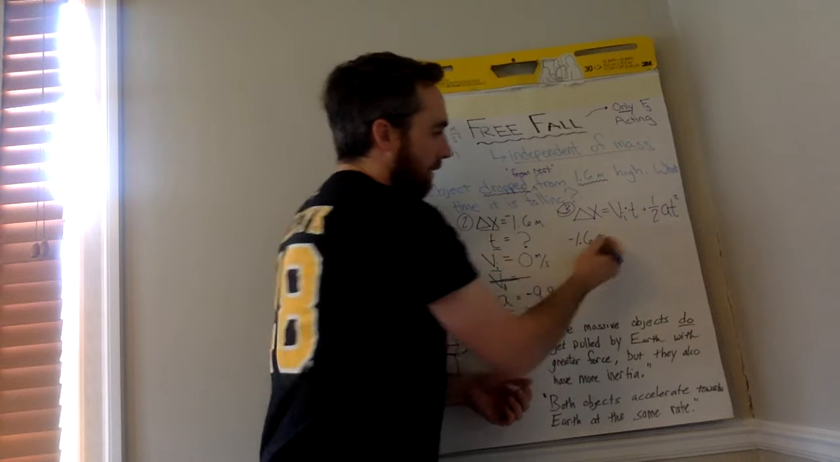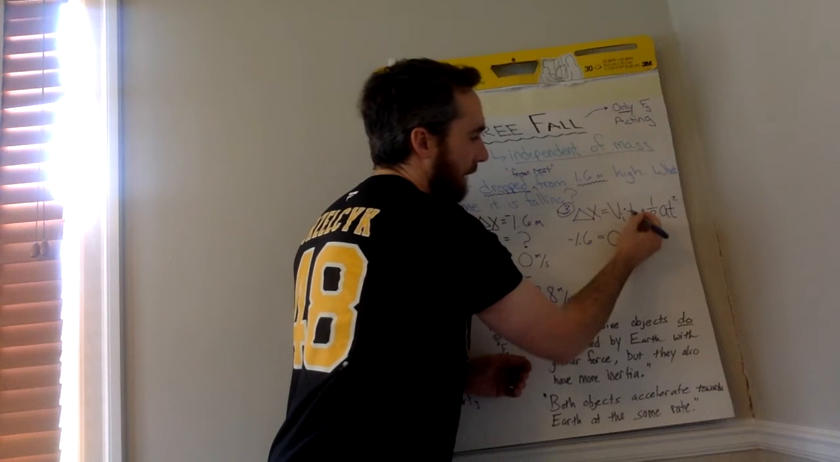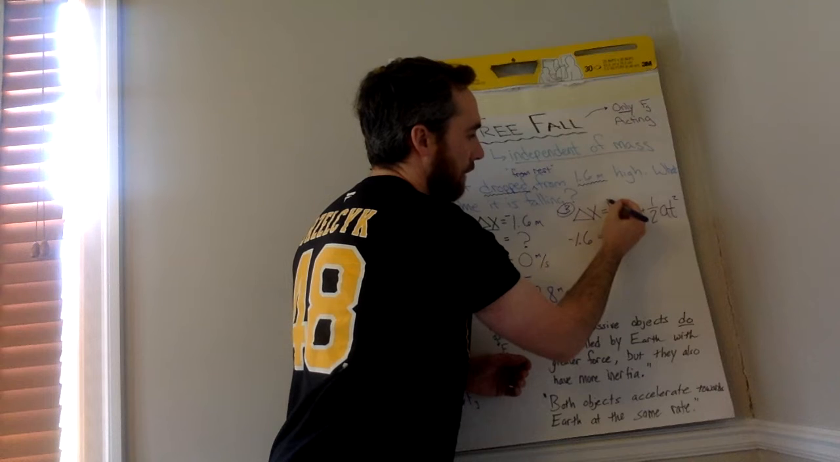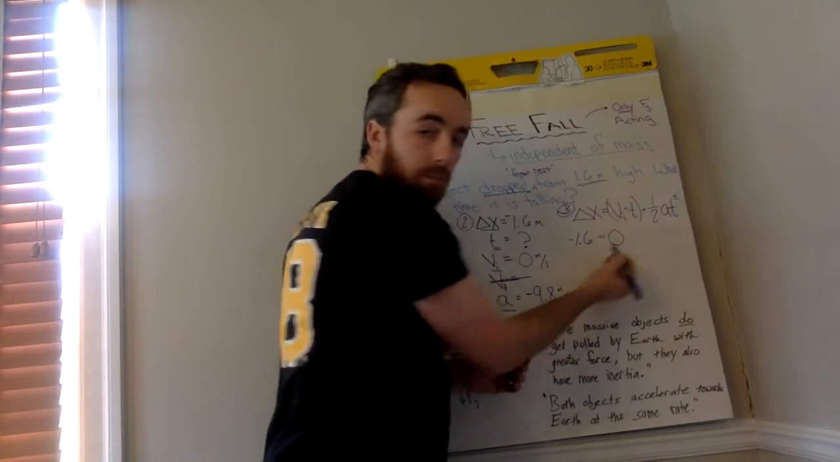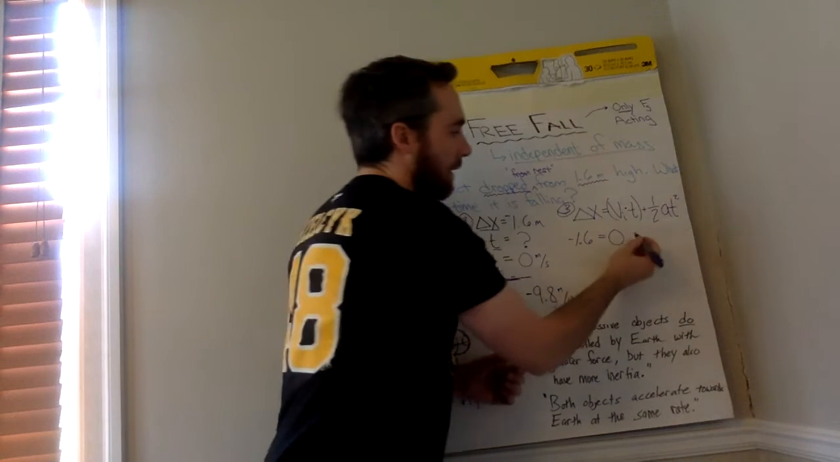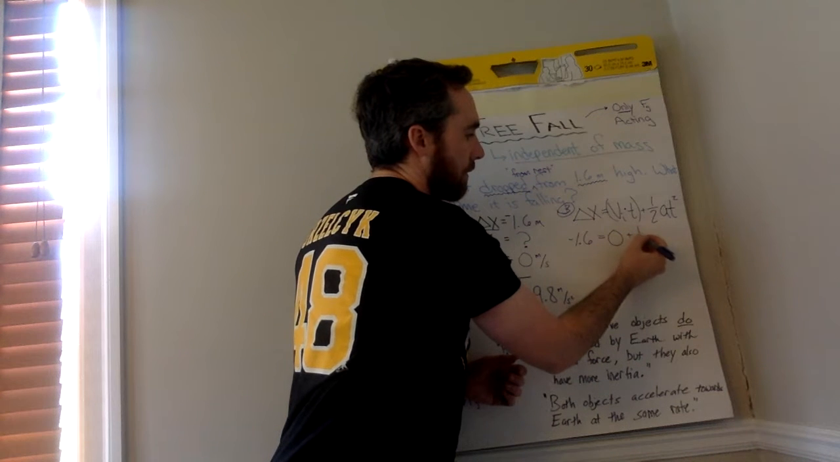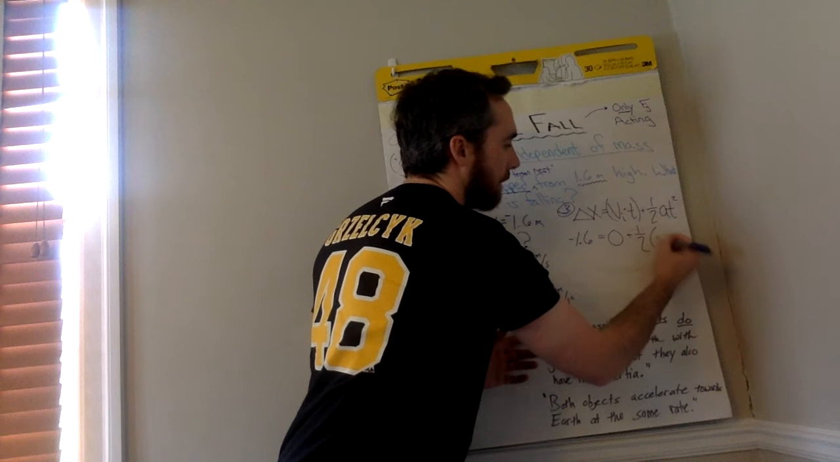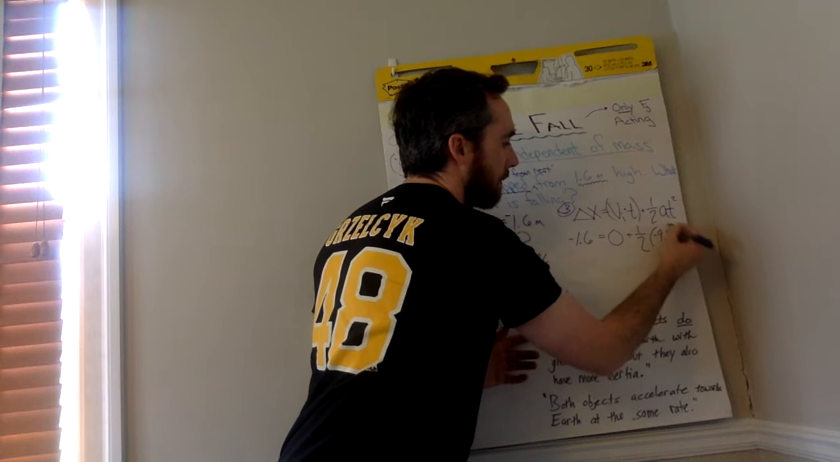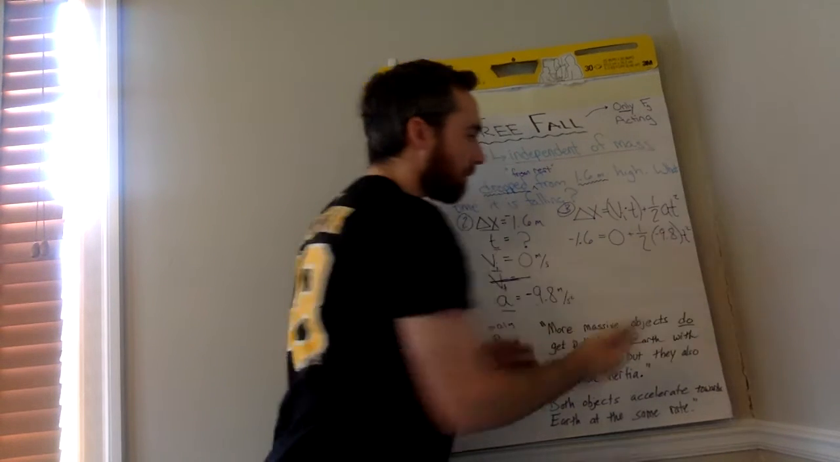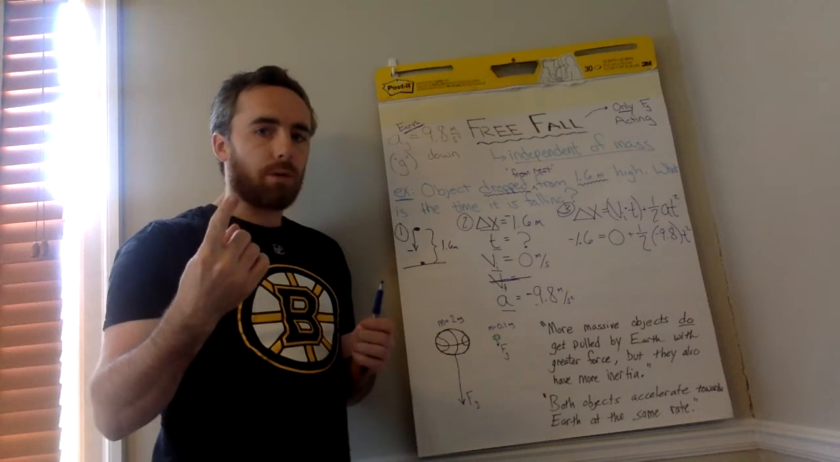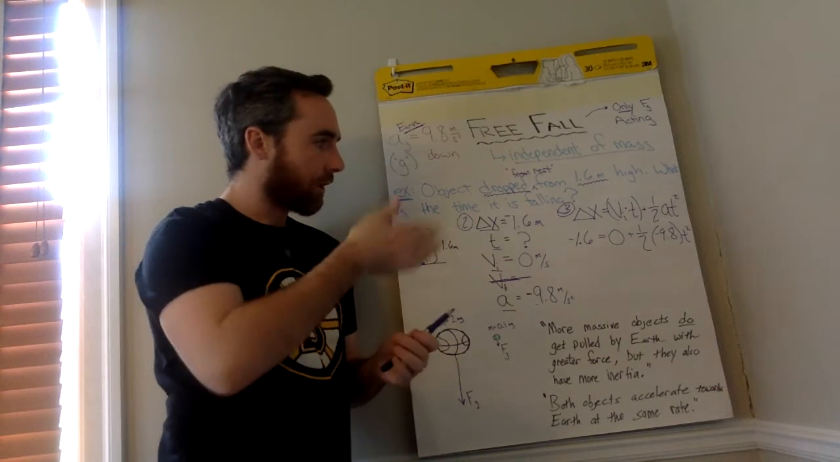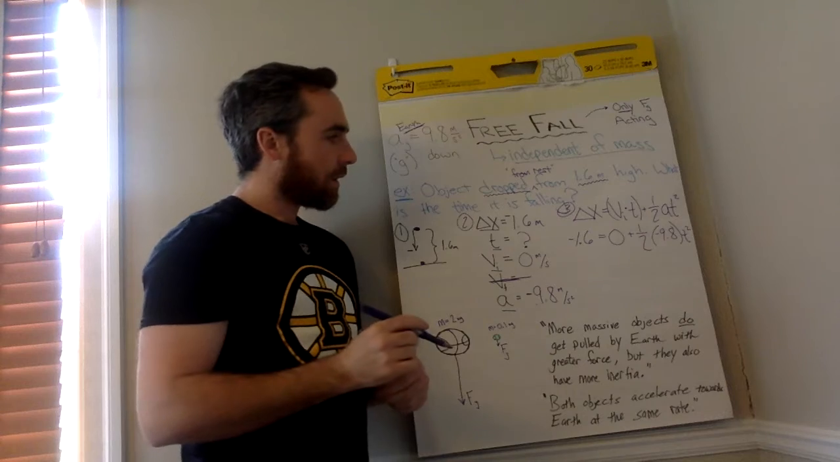Initial velocity is 0. So 0 times anything is just going to be 0. So this whole term right here is just going to be 0. Plus 1/2 times a, which is negative 9.8, times t squared. Now we have an equation with just one variable that we don't know. We can rearrange and solve for it.